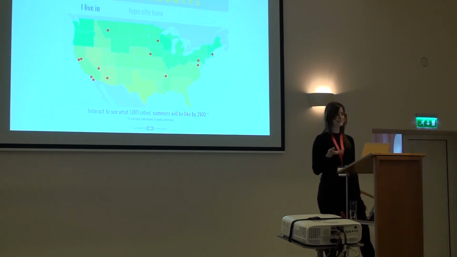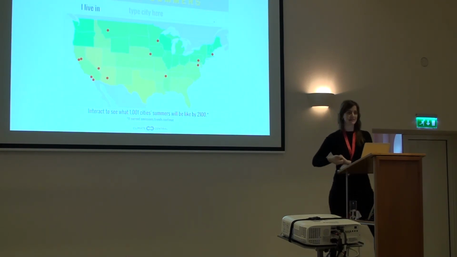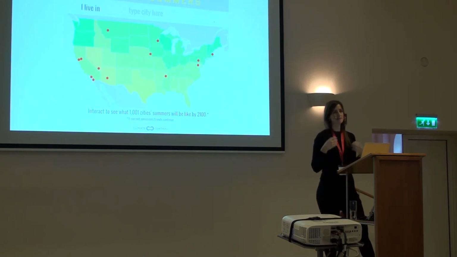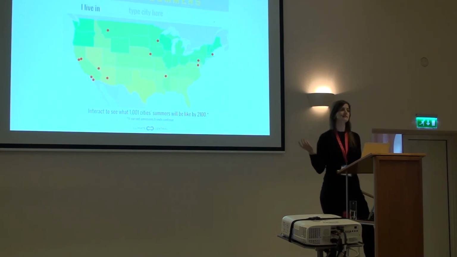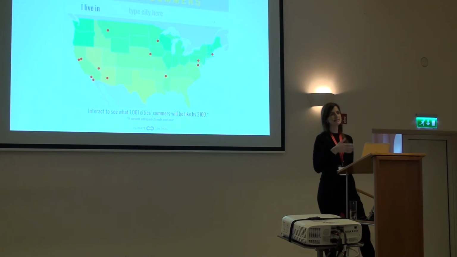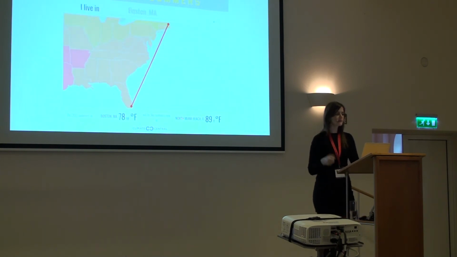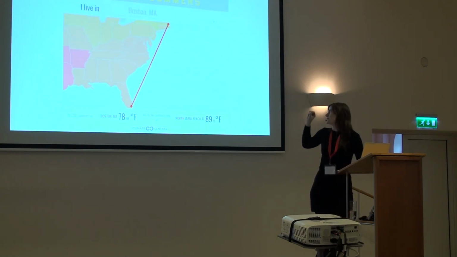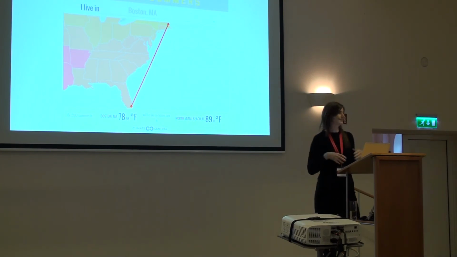What's very intuitive about this is we all live somewhere, and the better thing about this interactive is that 40% of the population lives in one of these cities. So the chances of us hitting somebody who lives in one of these cities is pretty high, especially because they're major cities in the US. When you type in your city, this interaction occurs where the map zooms in, it changes color, and it shoots you down to the city where you're going to be experiencing the same level of heat.